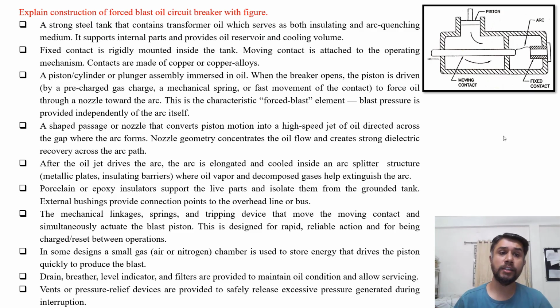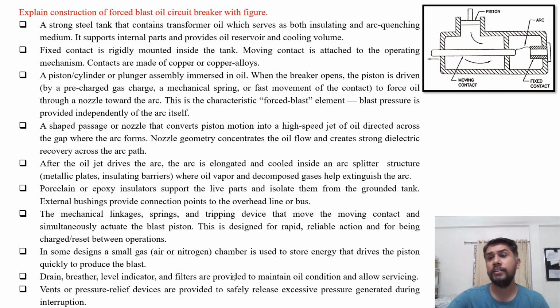Explain construction of forced blast oil circuit breaker with a figure. In this, a strong steel tank contains transformer oil, which serves as both insulating and arc quenching medium. It supports internal parts and provides an oil reservoir and cooling volume for the arc quenching.